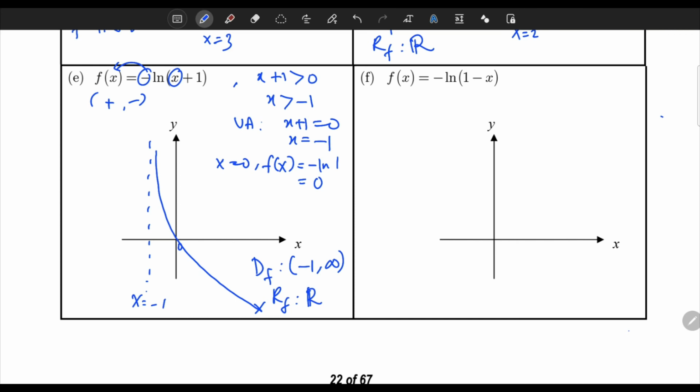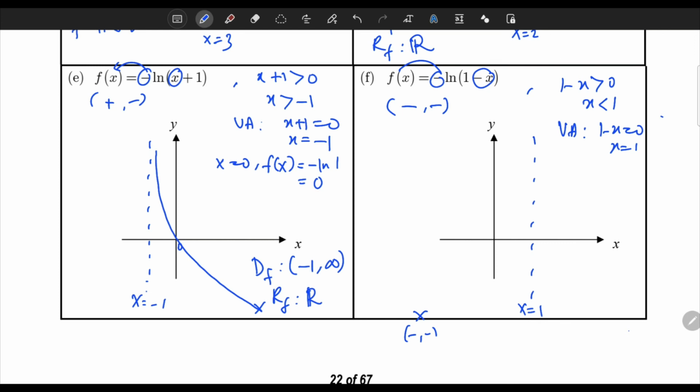Next, f. Similarly, 1 minus x greater than 0, so x less than 1. So for the vertical asymptote, 1 minus x equals 0, x equal to 1. So this is your 1. X equal to 1. Right? Okay, next, you look at the x. Negative, here also negative. So negative, negative, somewhere here. Isn't it?